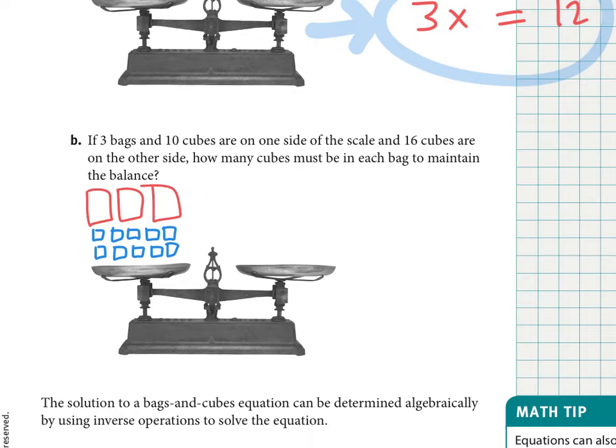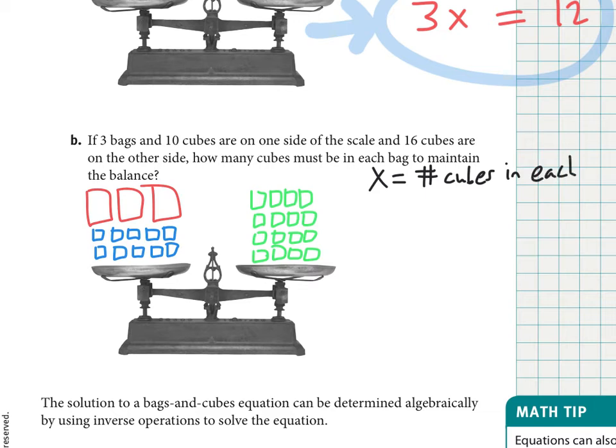16 cubes over here. Let's do 1, 2, 3, 4, 5, 6, 7, 8, 9, 10, 11, 12, 13, 14, 15, 16. Our problem is how many cubes must be in each bag. So let's write the equation first, and then we'll see if we can look at the model to solve it. Again, we're going to say x, our variable, is the number of cubes in each bag.